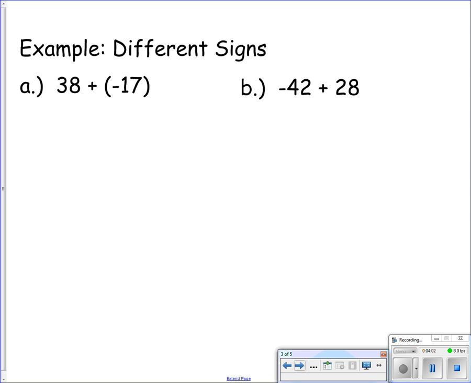Okay, our next screen is different signs. These are where it gets a little tricky. When you are adding with different signs, you have one positive, one negative. It does not matter which one is positive or which one is negative.